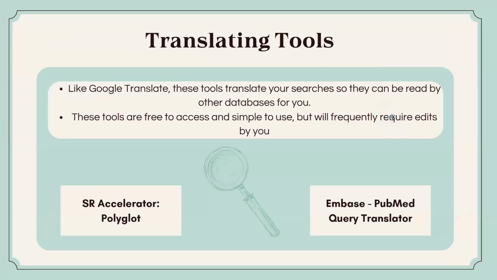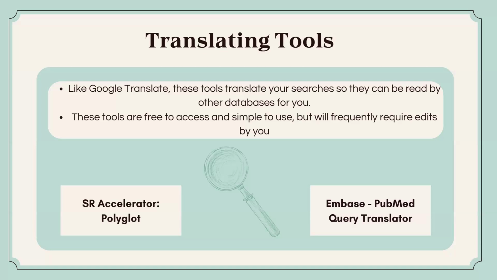So translating tools, like Google Translate, the tools we're going to talk about, SR Accelerator's Polyglot and Embase's PubMed Query Translator, these tools translate your searches so they can be read by other databases. So it's very much like Google Translate. Again, there can be errors. Like I said, I've had one with Embase. Just be aware to double check.